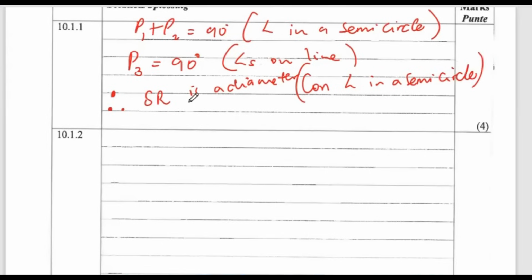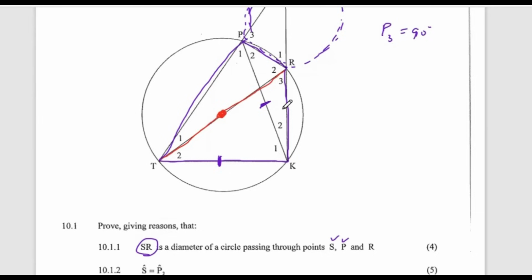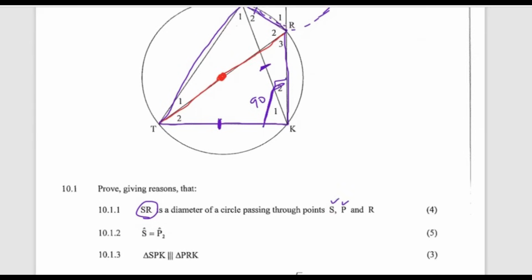That is one approach. The other approach was for someone who cut this K1 and K2, and then that 90. And if that's a 90, which means P3 is also a 90 because of the exterior angle of the cyclic quad. And then we draw the same conclusion. Then 10.1.2, they want us to prove.